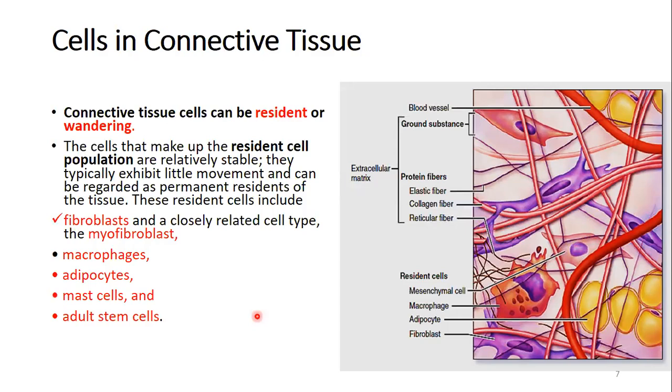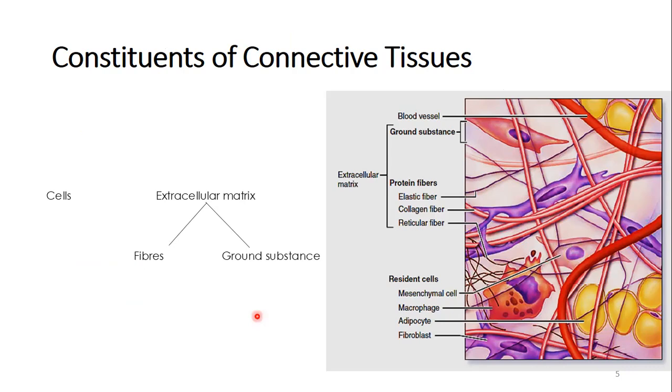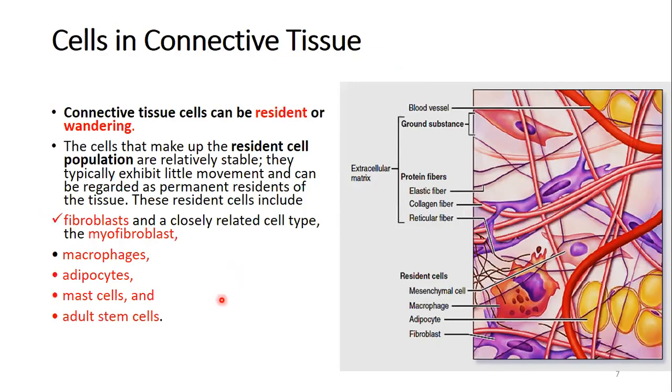Now let's look at types of cells found in connective tissue. So we start breaking down these components one by one. We say the components are 3: cells, fibers, and ground substance. So we start with cells, we'll go to fibers, then eventually finish up with ground substance. So let's begin with cells as the first component of connective tissue.